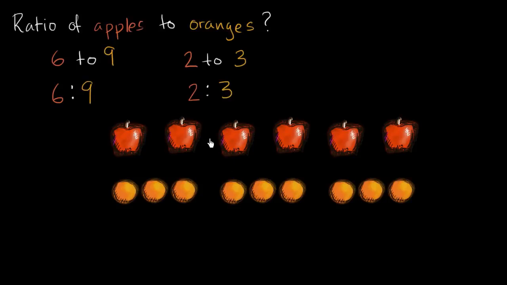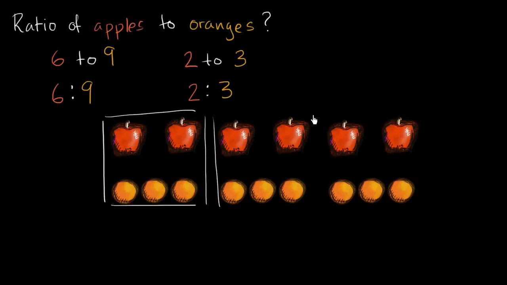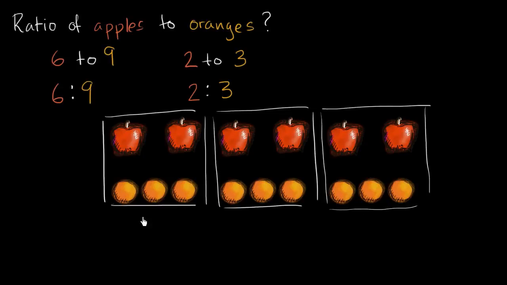Well, look, we divided each of these groups into 3. So one way to think about it, if you divide this whole total into 3 groups, so one group, two groups, and 3 equal groups, we see that in each of those groups, for every 2 apples, we have 3 oranges. So, once again, the ratio of apples to oranges is, for every 2 apples, we have 3 oranges.